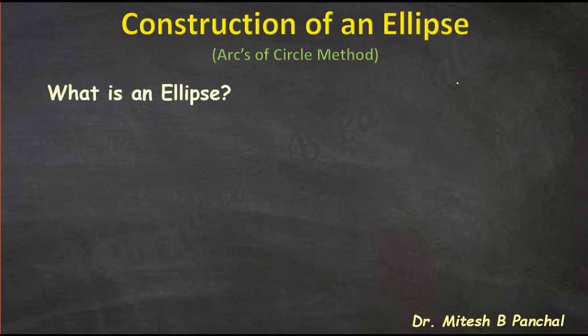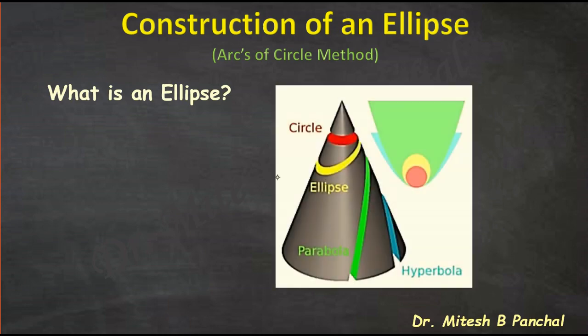So first we will see what an ellipse is. As I have already told you, an ellipse is nothing but a conic curve. Conic curves are the curves which are obtained by taking the sections of a cone. So if you consider this circle, it is obtained when we consider a cutting plane parallel to the base. This yellow section is nothing but an ellipse.